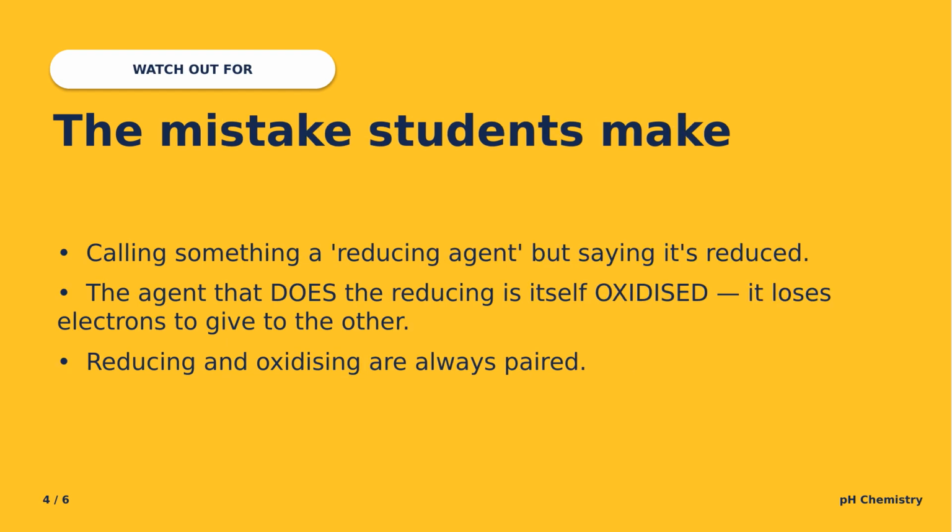Common slip. Calling something a reducing agent, but saying it's reduced. The agent that does the reducing is itself oxidized. It loses electrons to give to the other. Reducing and oxidizing are always paired.